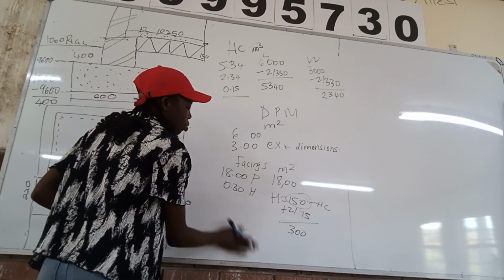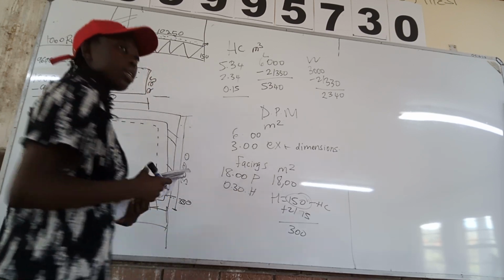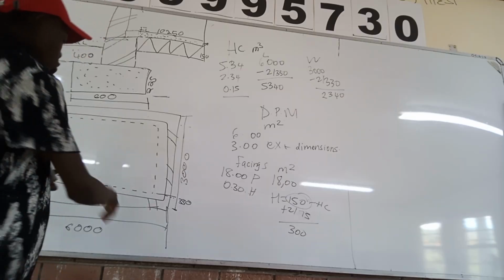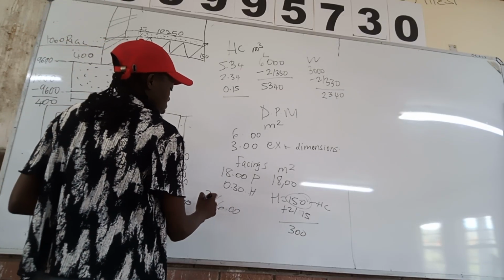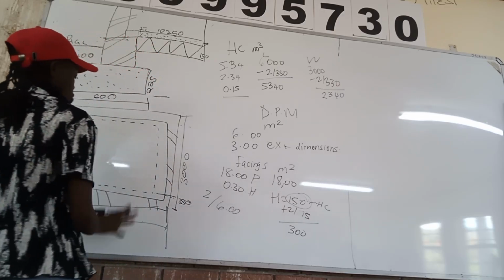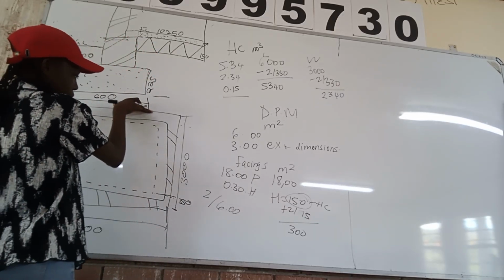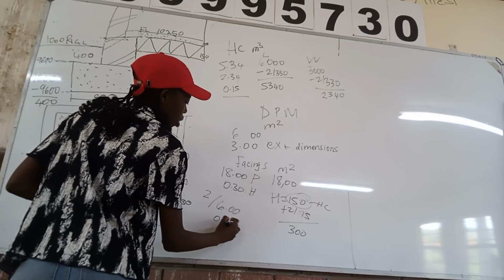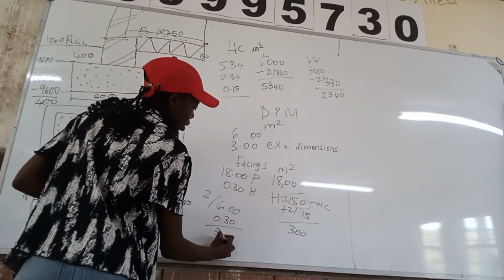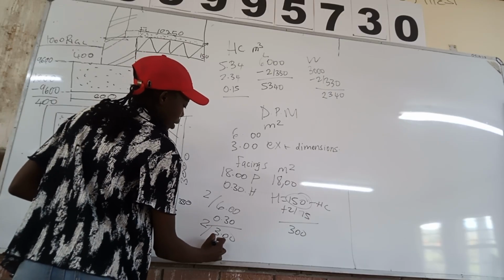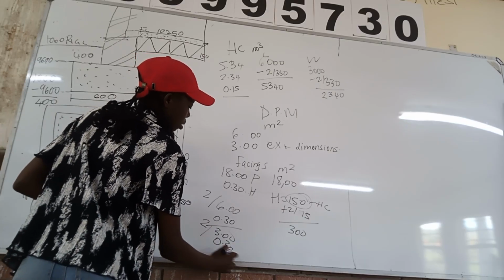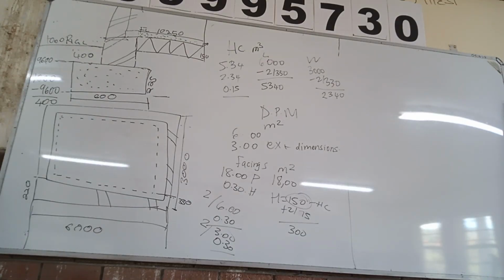And then if you want to use length and width, again we are using the external dimensions. You have 6,000. Remember that if you use the length, you need to multiply by 2 to show that it's 6,000 and 6,000 on the other side. The height is 0.30. The width is 3,000. We multiply by 2 and then the height is 0.30. That is how we calculate our facings, the external.